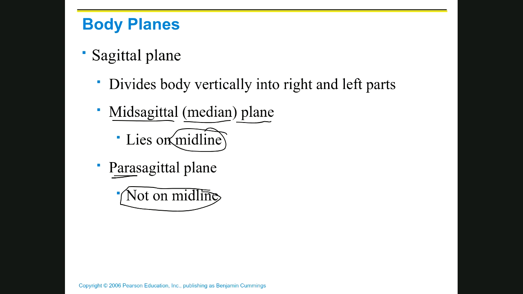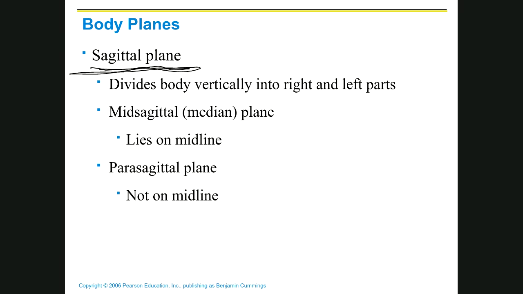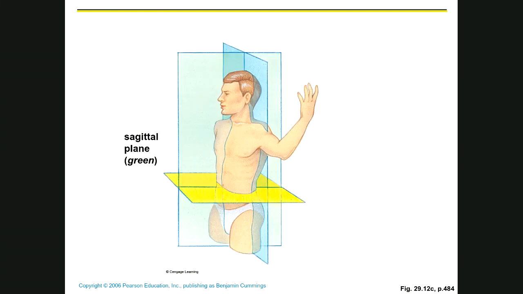Para means beside. Now, I tend not to use either one of these words, but that doesn't mean you won't read them. But I just use sagittal. So sagittal is anything that divides the body vertically into right and left parts. So if we look at that, it looks like this. So this is a sagittal plane right here. And we're going to get a left portion and we're going to get a right portion. Anything that divides it into right and left. So if I were to make a cut right here, I'd still have a left and a right.